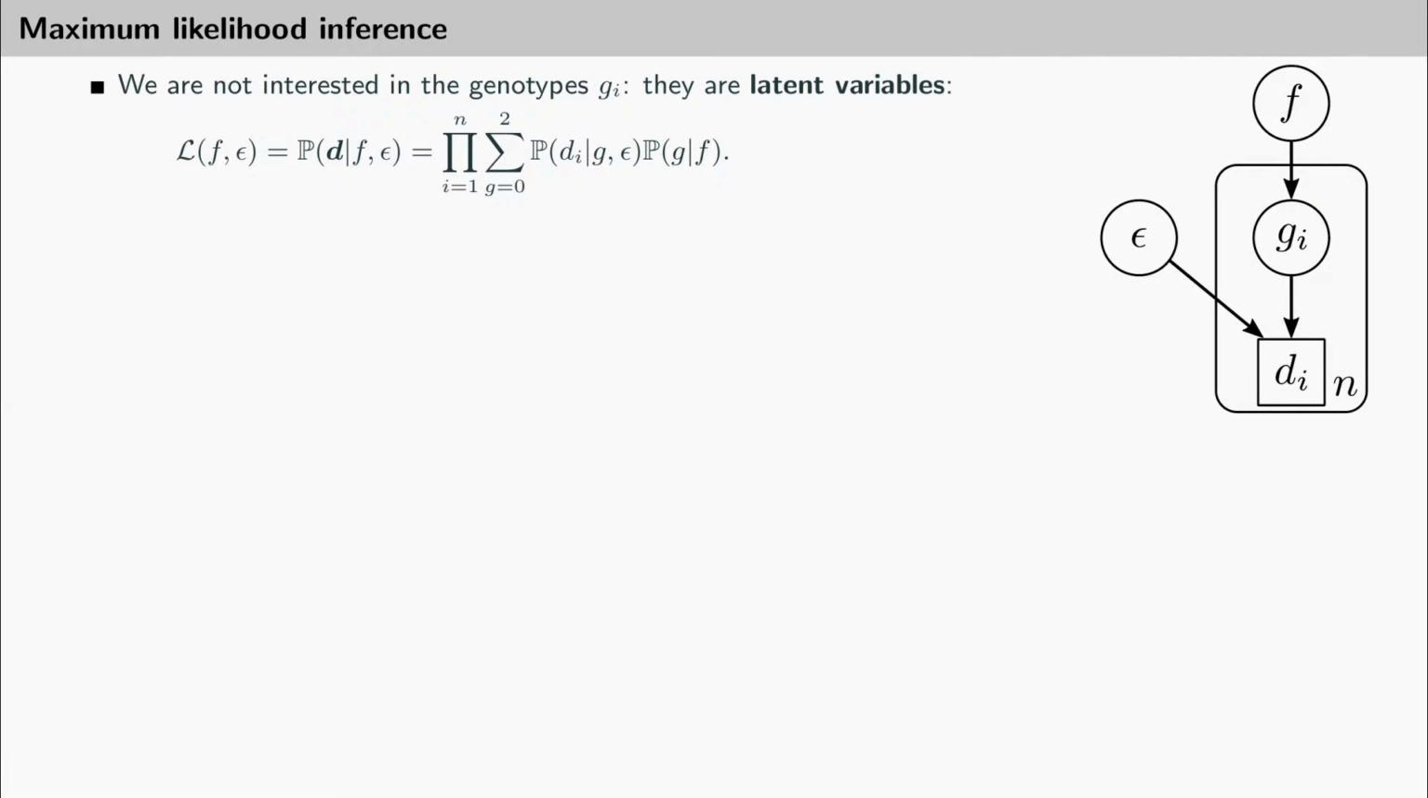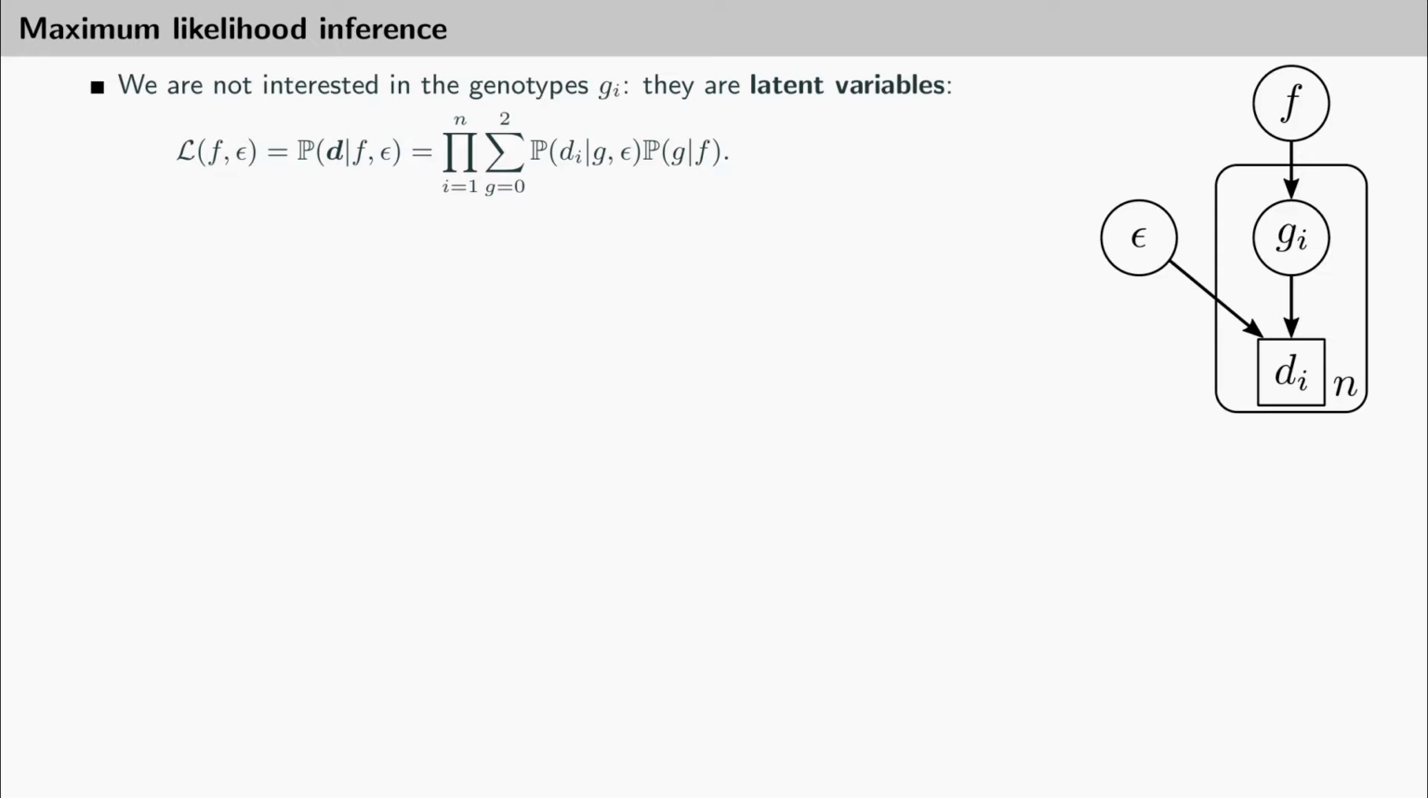The goal is now to find the maximum likelihood estimator of our two parameters f and epsilon. We're going to treat here the genotypes gi as latent variables. That is, we are not really interested in them and would like to integrate them out. For this model, the likelihood of f and epsilon, that is the probability of all the sequencing data of all individuals given f and epsilon, is given by the product across all individuals, which are independent if we condition on f and epsilon. And then for each individual, we have the sum across all genotypes of the probability of the data given that particular genotype and epsilon, weighted by the probability of that genotype given f.